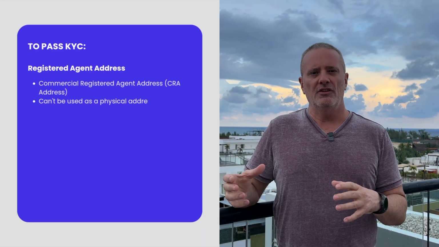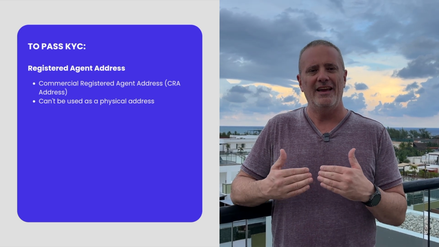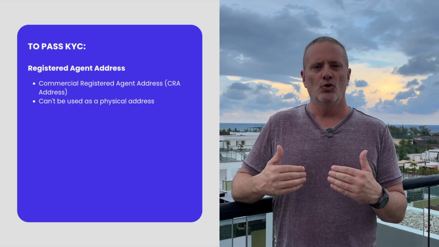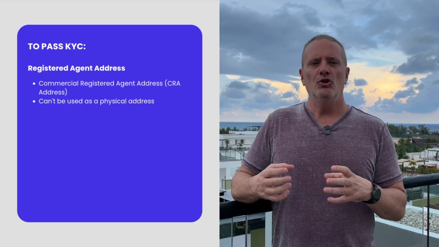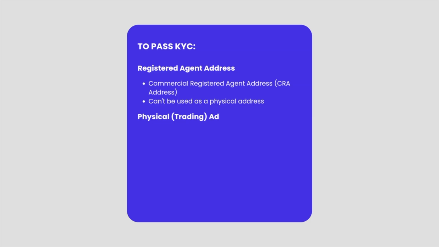That address is listed in the USPS, or the US Postal Service database, as a CRA address, or a commercial registered agent address. You cannot use that address as your physical address. They will immediately see that it is a commercial registered agent address in the database, so you cannot use it for your physical address. So the second address you need is a physical address, and that is something that connects you or your business physically to an address where you physically do your work.